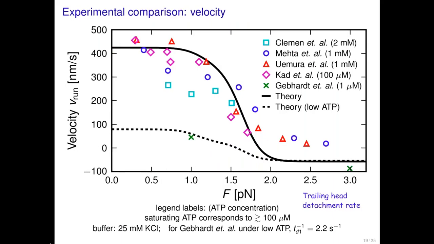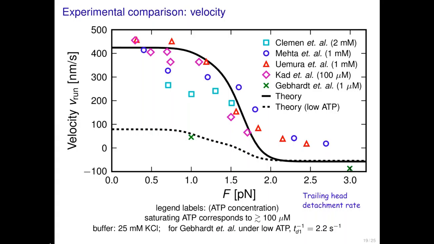This is a force velocity curve, and there are, I don't know, 1, 2, 3, 4, 5, 6 people doing experiments. Certainly 2 millimolar, 1 millimolar, 1 millimolar are saturating. But there's a lot of dispersion in the experiments. I've never understood why, but that's where life is. Our theory basically shows that at least it's not horrible.